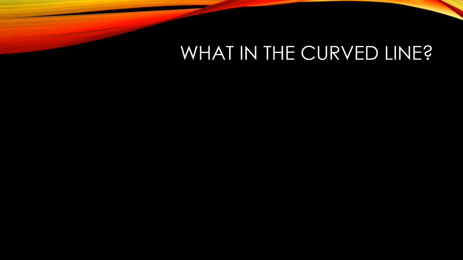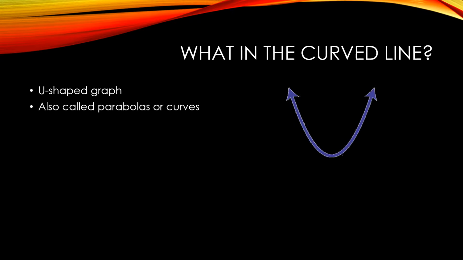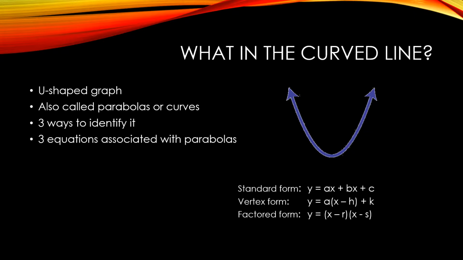What is a quadratic function anyway? It's a U-shaped graph, kind of looks something like this. And it's also referred to as a parabola or curves, okay? There's three ways to identify it, which we're going to look at shortly. And there are three equations associated with parabolas: standard form, vertex form, and factored form.